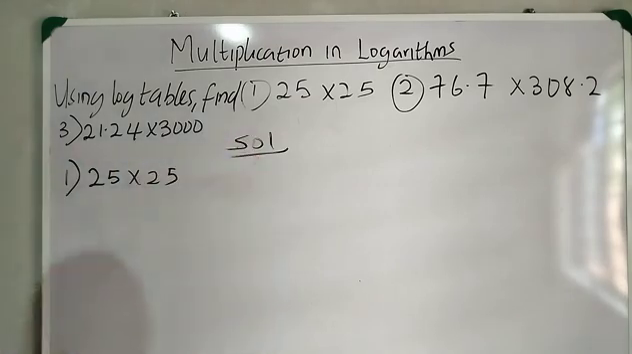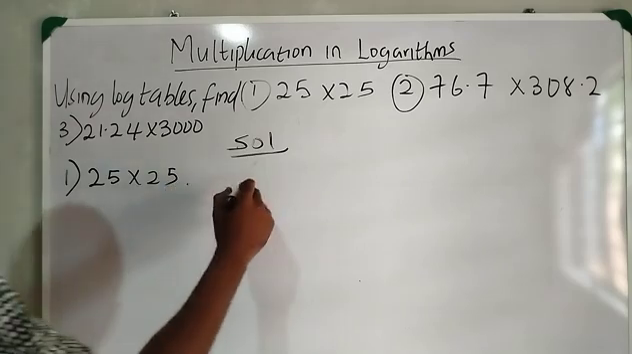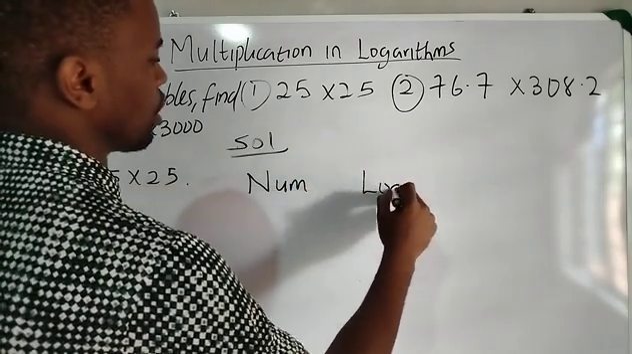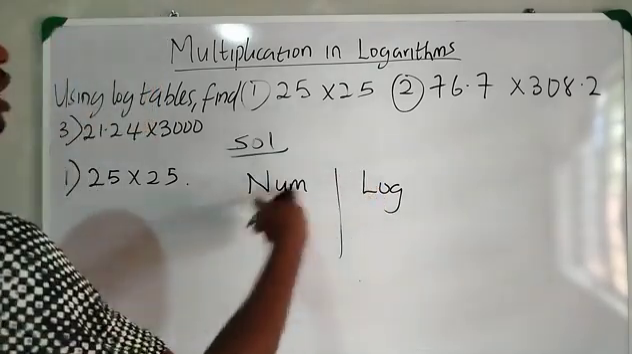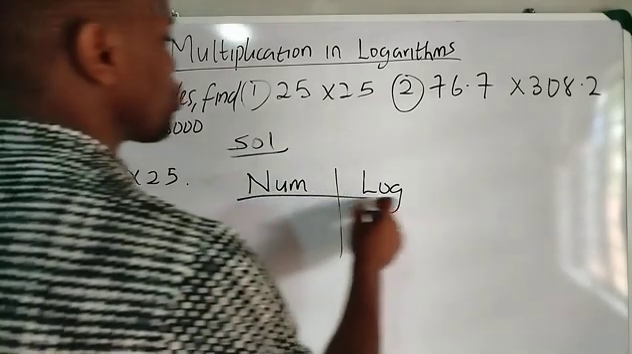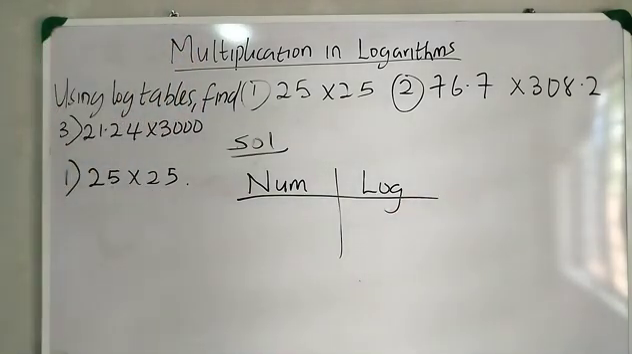Now, the first step I want people to memorize when performing operations: always learn how to draw a table. A simple table that says number and logarithm. Alright? We are going to be using this table a lot when performing operations. This table helps you to simplify what you are solving, so that even the person who is looking at what you are solving will understand what you are doing, and you yourself will not get confused while solving. So this is number and this is logarithm.